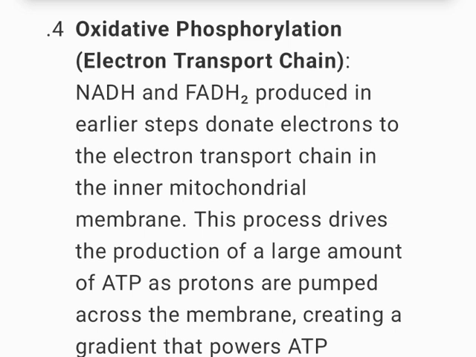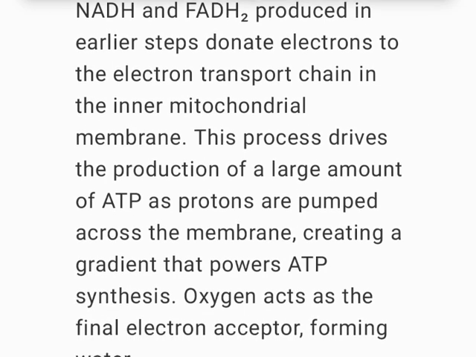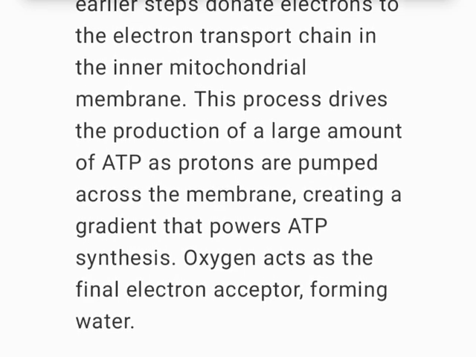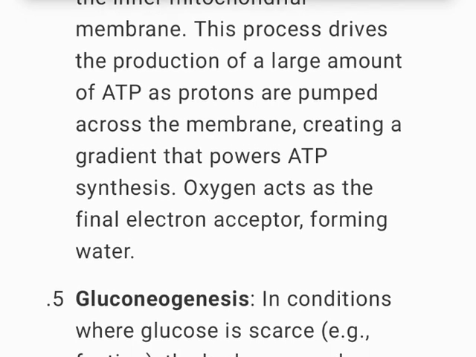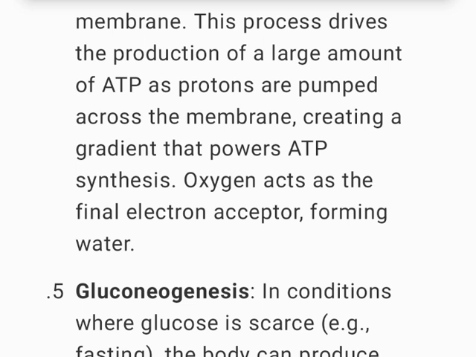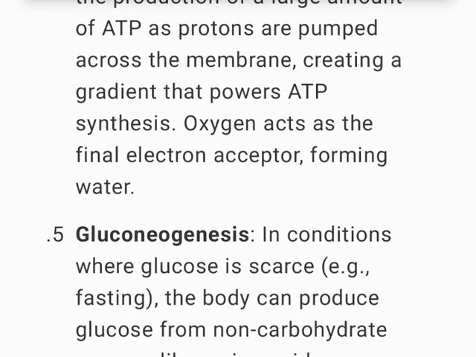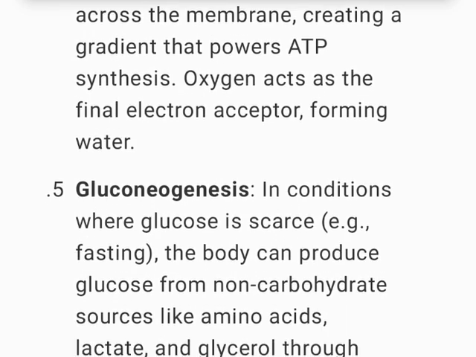4. Oxidative phosphorylation, electron transport chain. NADH and FADH2 produced in earlier steps donate electrons to the electron transport chain in the inner mitochondrial membrane. This process drives the production of a large amount of ATP as protons are pumped across the membrane, creating a gradient that powers ATP synthesis. Oxygen acts as the final electron acceptor, forming water.